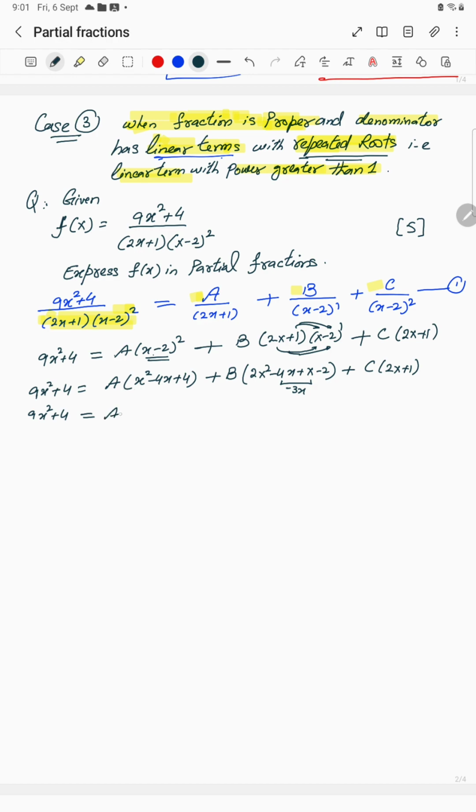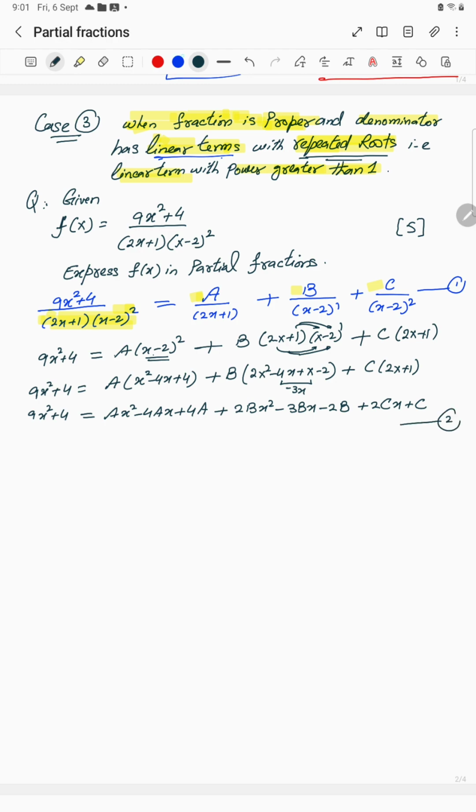Now multiply a, we get ax squared minus 4ax plus 4a. I multiplied a with each term inside the bracket. Same with b, plus 2bx squared, and this was minus 3bx minus 2b, plus 2cx plus c, right? Now suppose this is equation number 2.